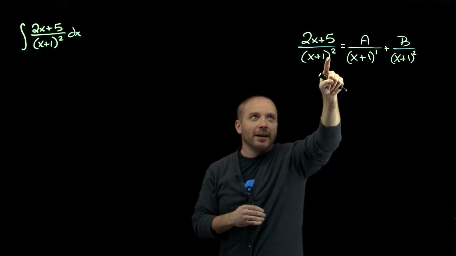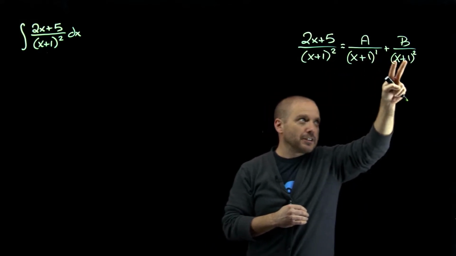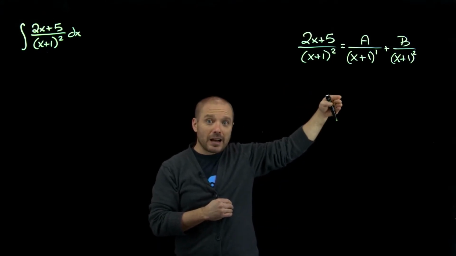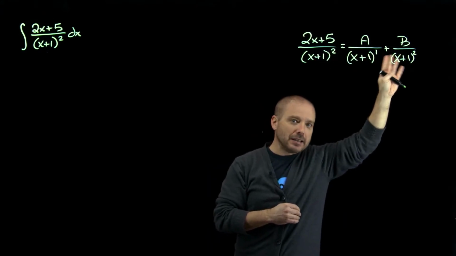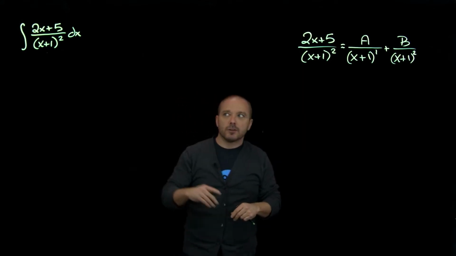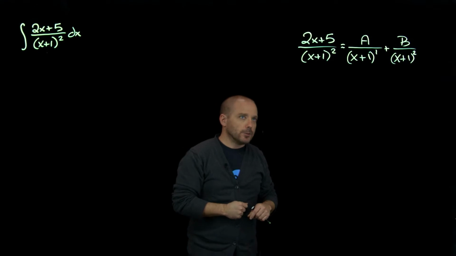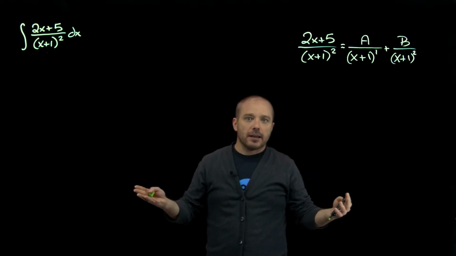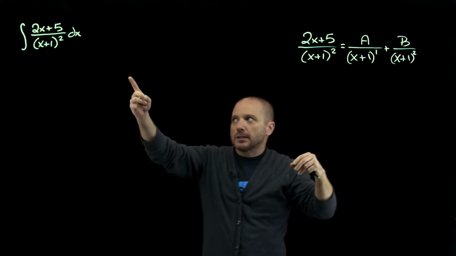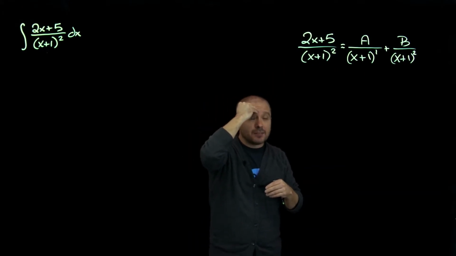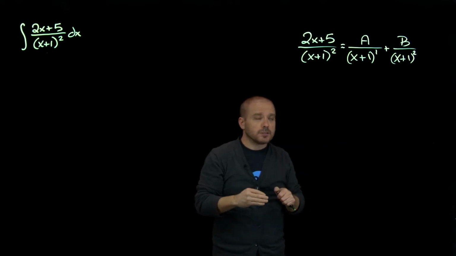But if this had been to the fifth, you'd have a first degree, second degree, third degree, fourth degree, fifth degree. Each one of those with a constant on top, A, B, C, D, E, however many you need to get up to the degree that you have in the integral. OK, so again, after this, everything's the same. Really what changes with the type of factors is this. How do you set it up? And that's really a matter of how the algebra works.